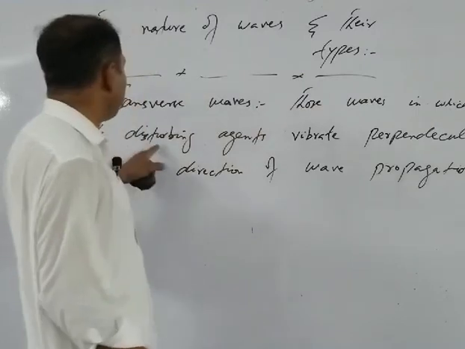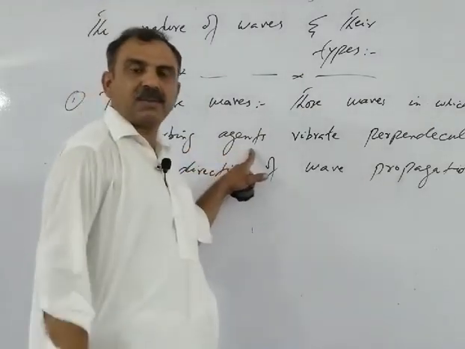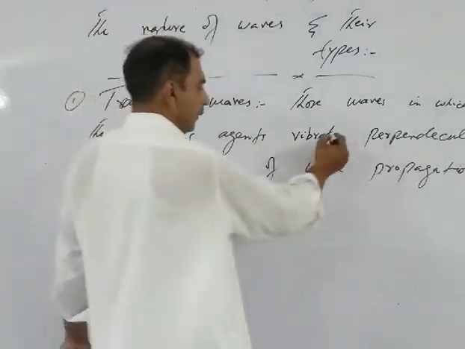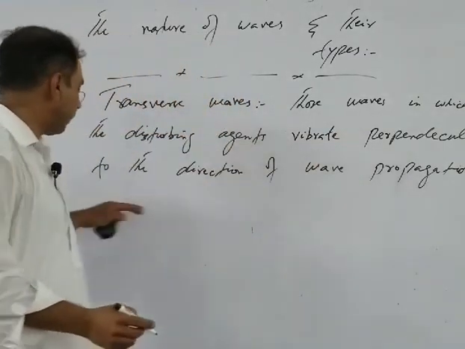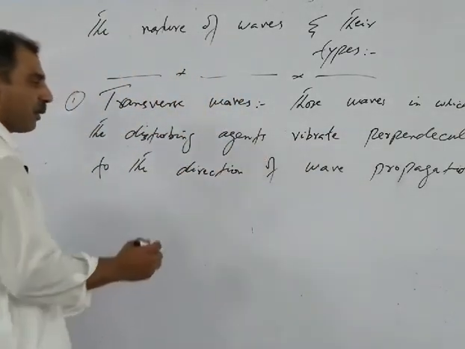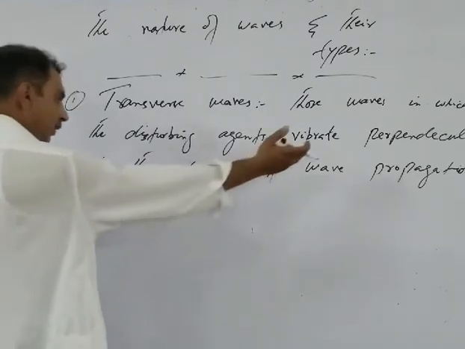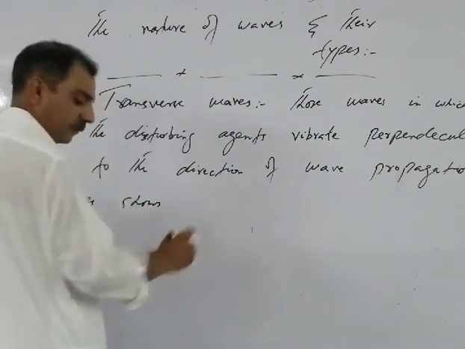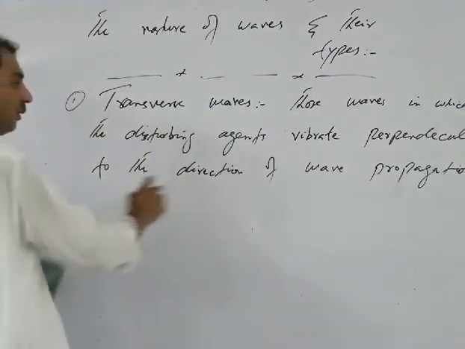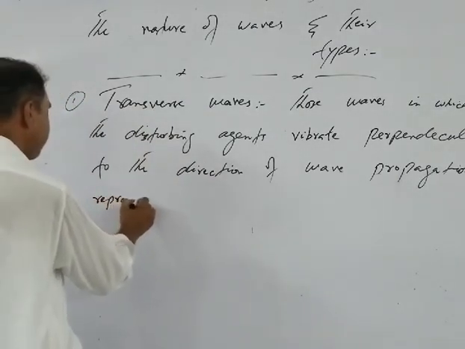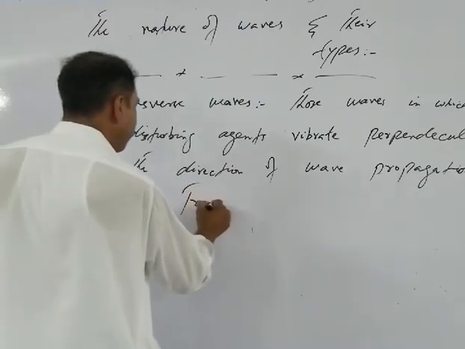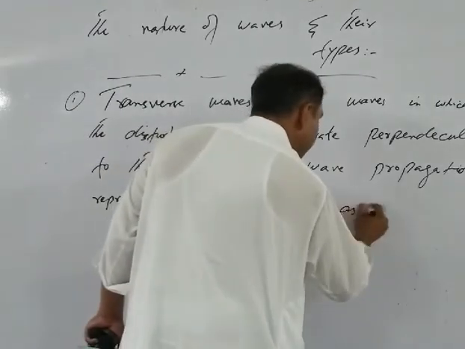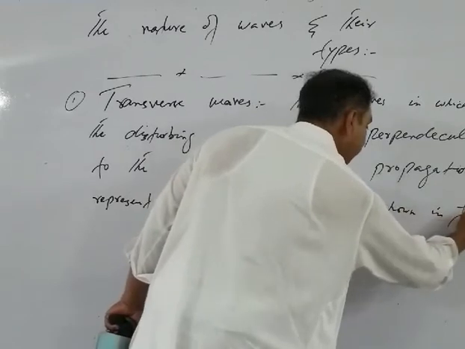Those waves in which the disturbing agents, that is molecules you can say, or the particles of the medium, vibrate perpendicularly to the direction of wave propagation, or you can say wave motion, represent transverse waves. It is shown in figure.